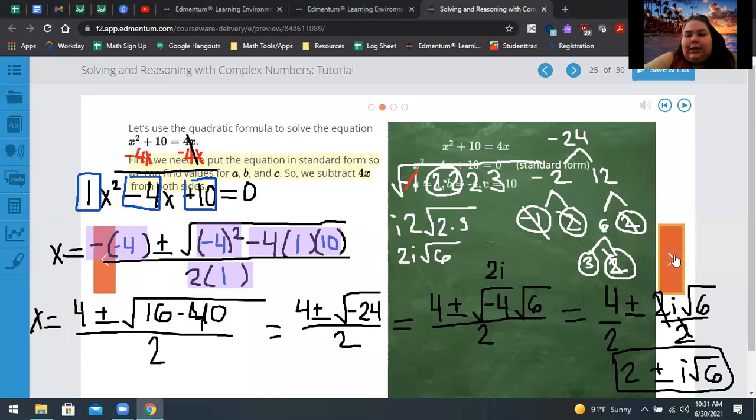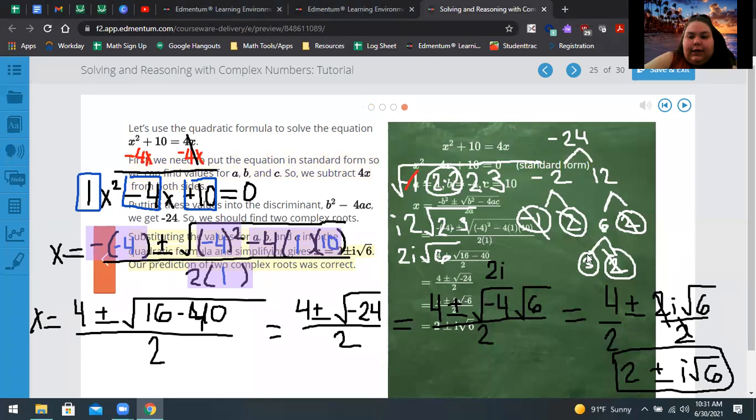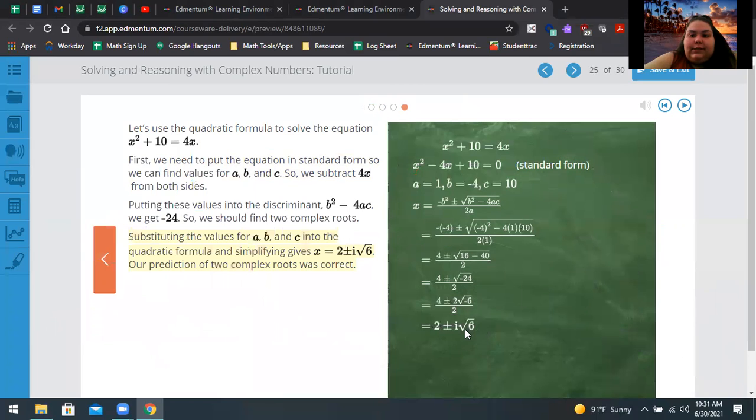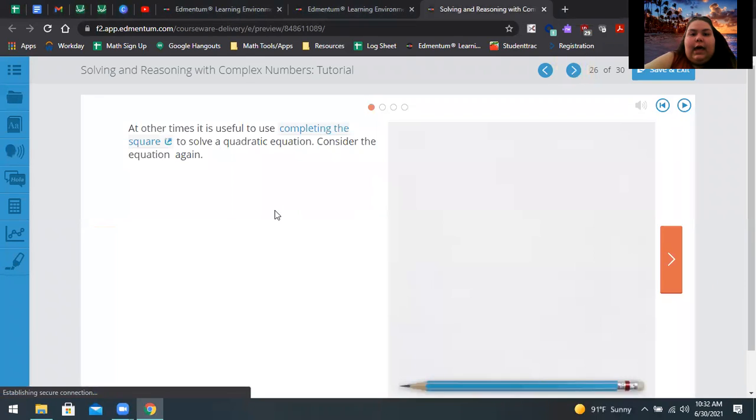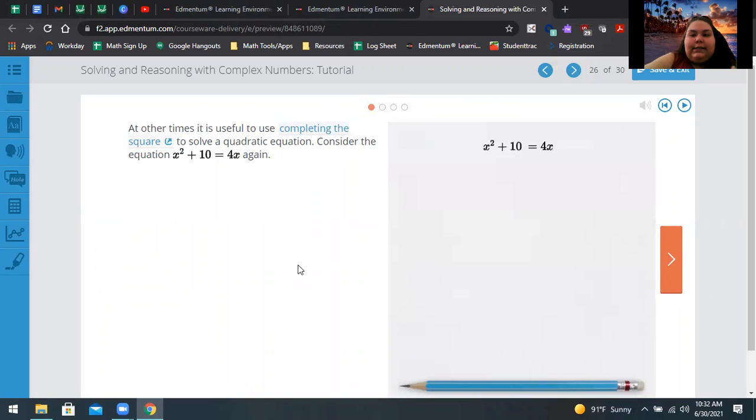And then just to double check our answer, if we got here, they also got 2 plus or minus i square root 6. So a little bit more steps, but again, very similar to what we've been doing for applying the quadratic formula. Taking a look at 26.